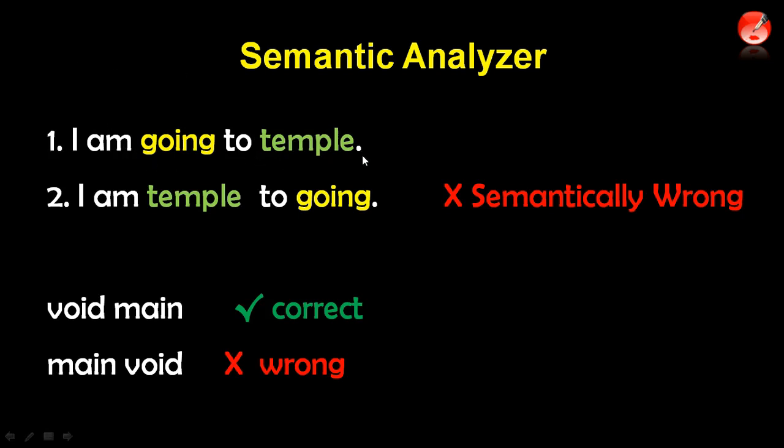I am going to temple. This is the correct sentence. But I am temple to going is the wrong one. Even though individual words are correct, they are placed in the wrong order. Hence, it does not give a proper meaning. Like in a high-level language program, void main is the correct semantic rule. We should not put main void. Such kinds of errors can be checked by this semantic analyzer. Syntax analyzer checks whether each word is correct or not, whereas semantic analyzer checks whether the combination of words is written in the proper order or not.